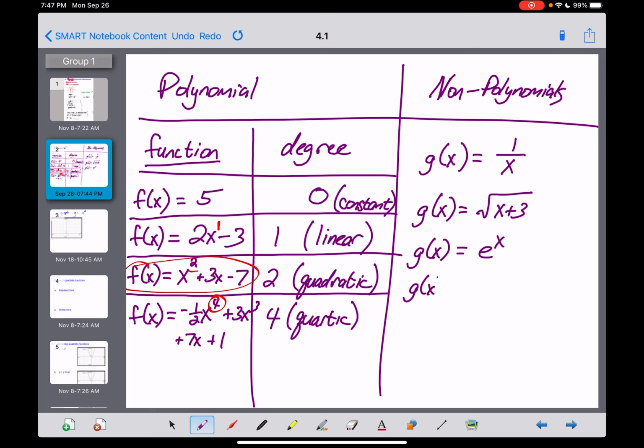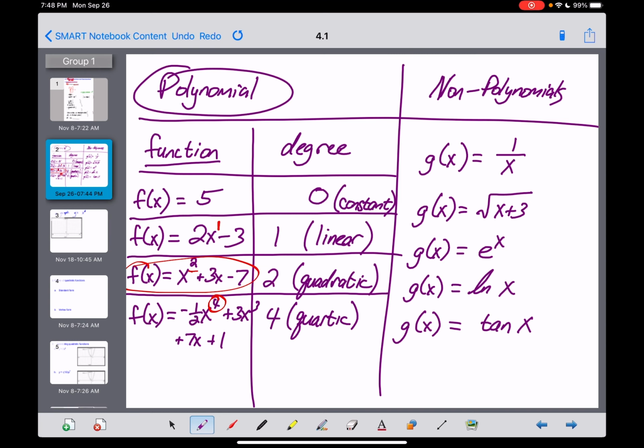Or something called logarithmic functions. This would be the natural log of x. And then there's going to be trigonometric functions later on in the year, like g of x is equal to the tangent of x. All of those would be examples of non-polynomials, but I'm getting ahead of myself. We're focusing now in Chapter 4 on polynomials, and specifically this type right here.